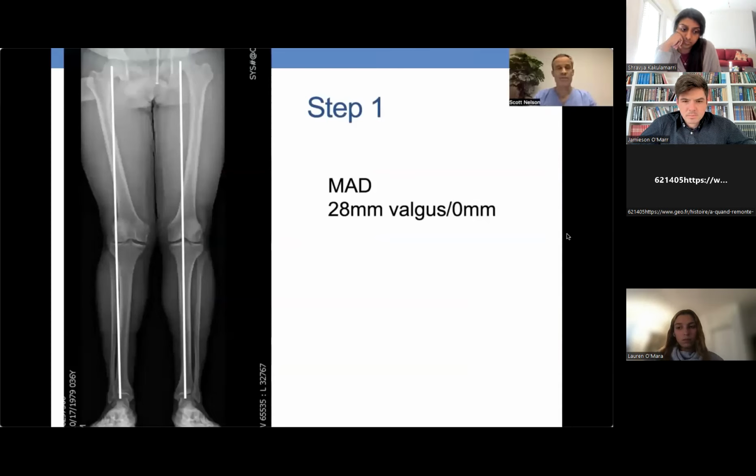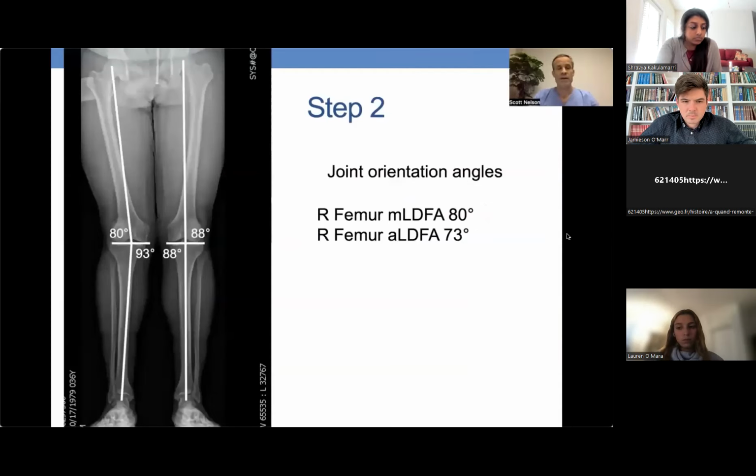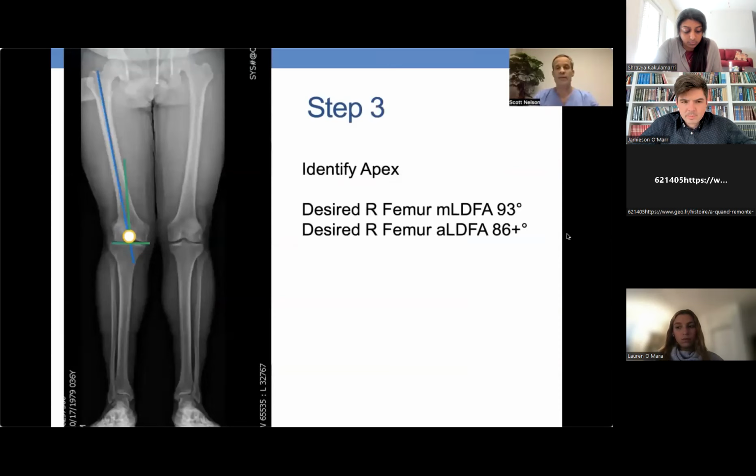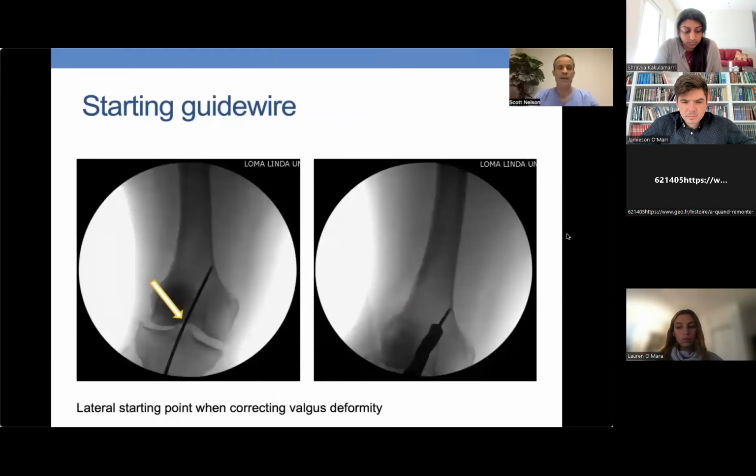Here's another patient with a 20 millimeter valgus deformity. And this was then analyzed with step 2, finding out that we had valgus deformity of the right femur, apex right there. And we start with our correction by putting a guide wire in the distal femur and aiming it in the direction that we want it to go. We started in this case a little bit to the lateral side because we have a little bit more room to put our guide wire.